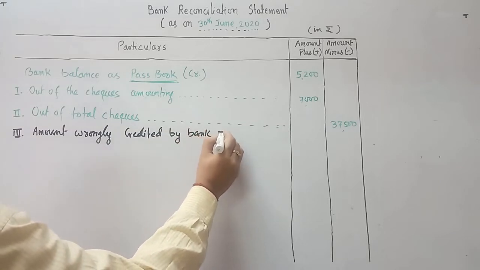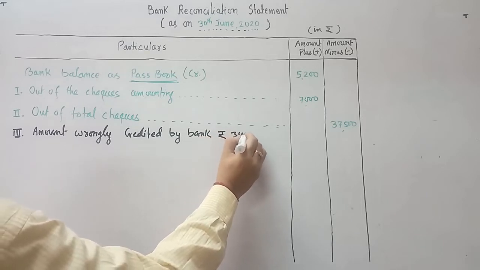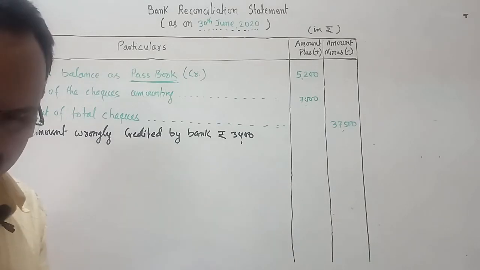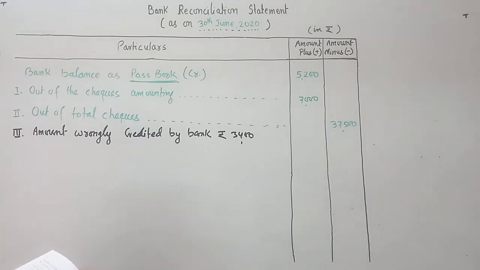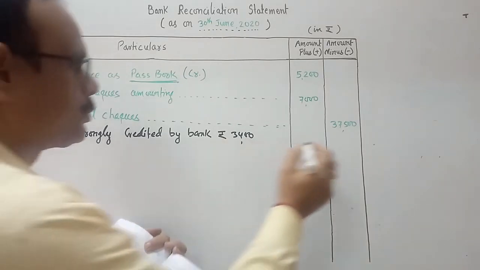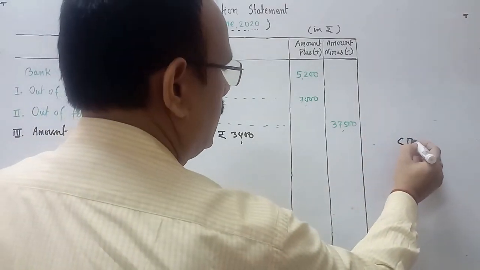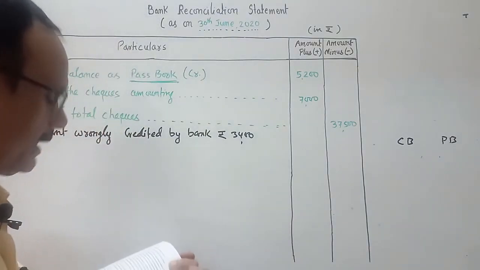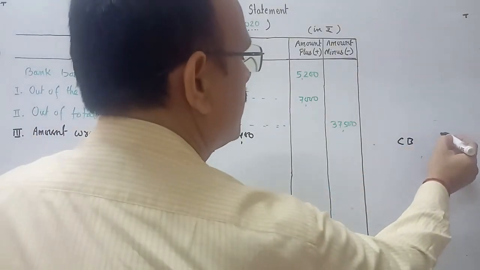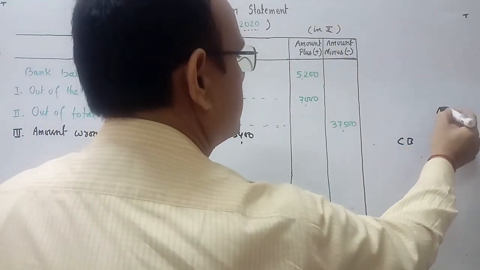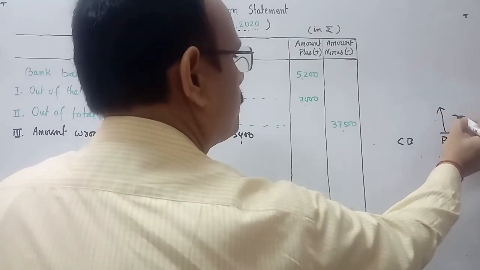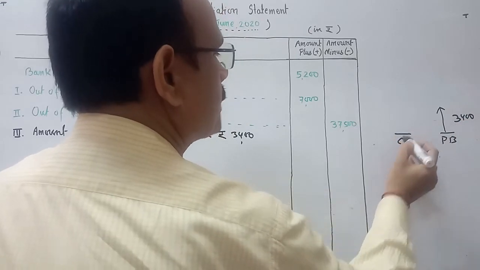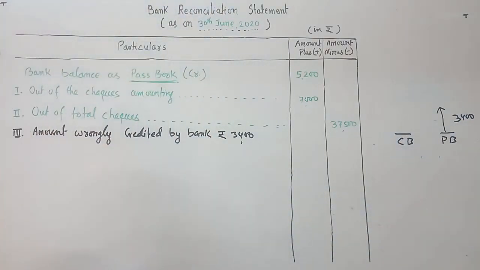How much is it? 3,400. So the amount wrongly credited by bank is 3,400. Okay. So cash book and passbook: if the amount is wrongly credited by the bank, it means the passbook is increased by 3,400, whereas the cash book balance is not increased.